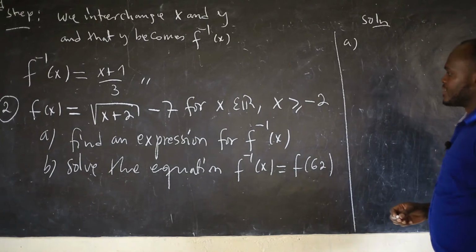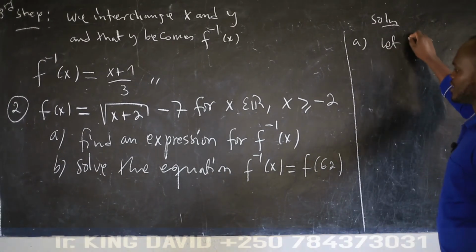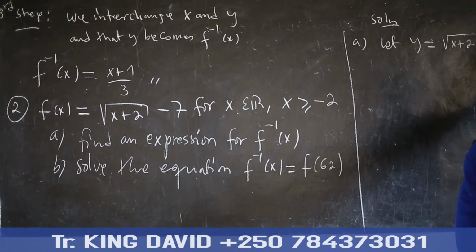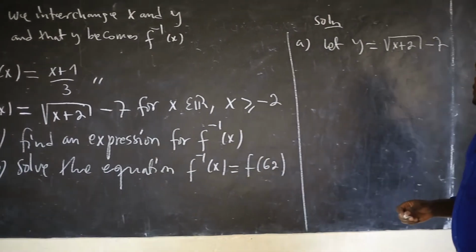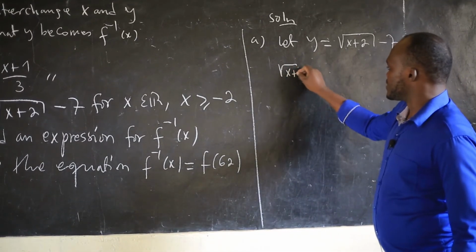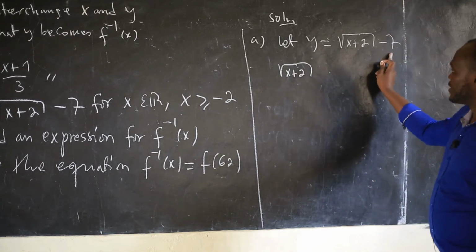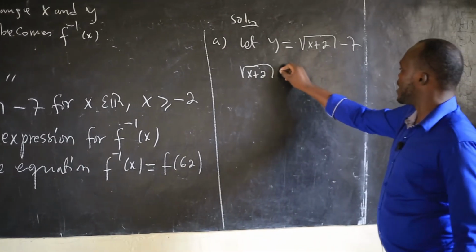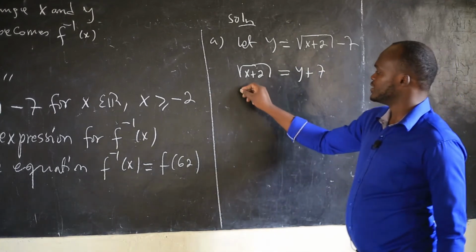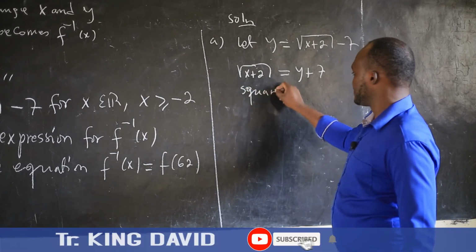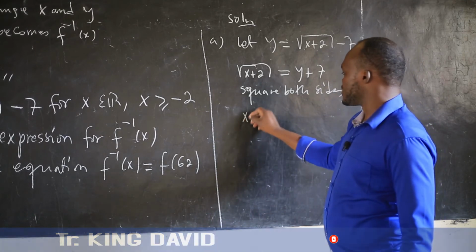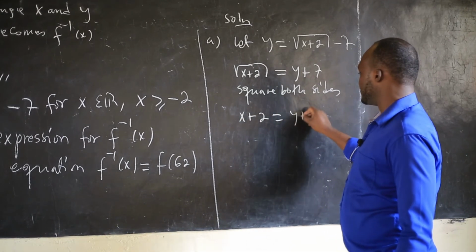We're going to find its inverse. The first step is to write y equal to root x plus 2 minus 7. And the next step, we're going to make x as subject of the formula, so we'll bring that one to be root x plus 2. We'll bring this negative 7 on the left hand side to become a positive. That's y plus 7. So here we're going to square both sides. If we square both sides, it will remain with x plus 2 equal to y plus 7 squared.